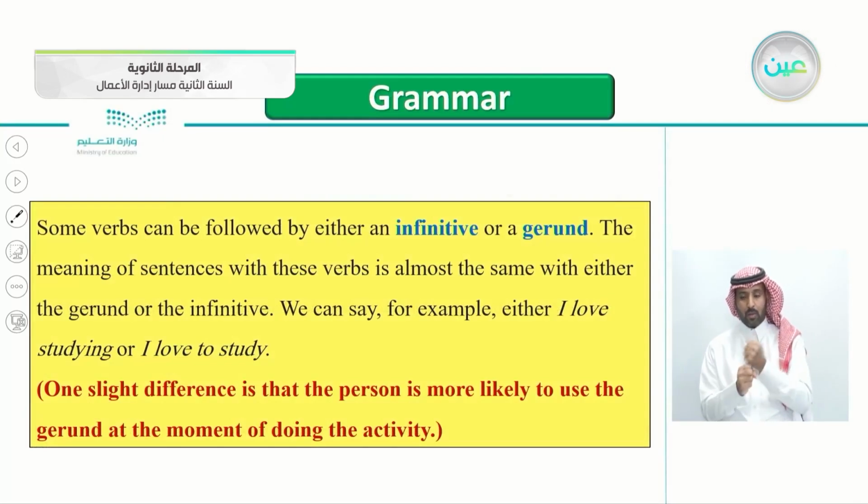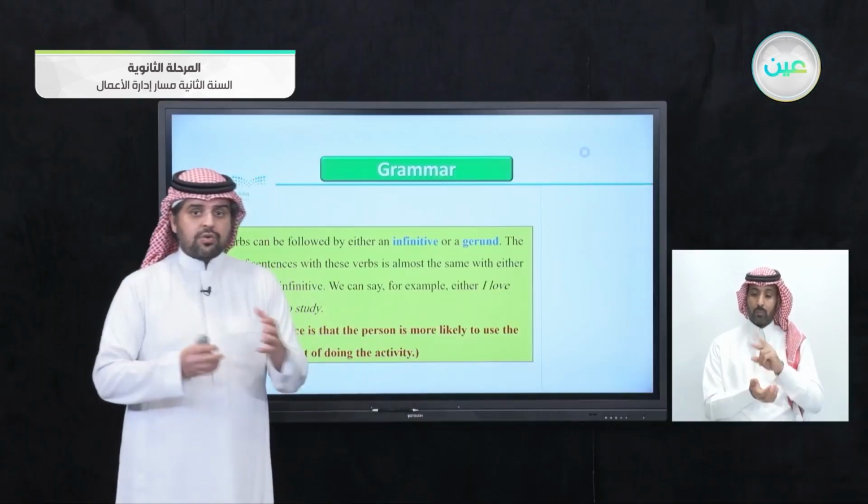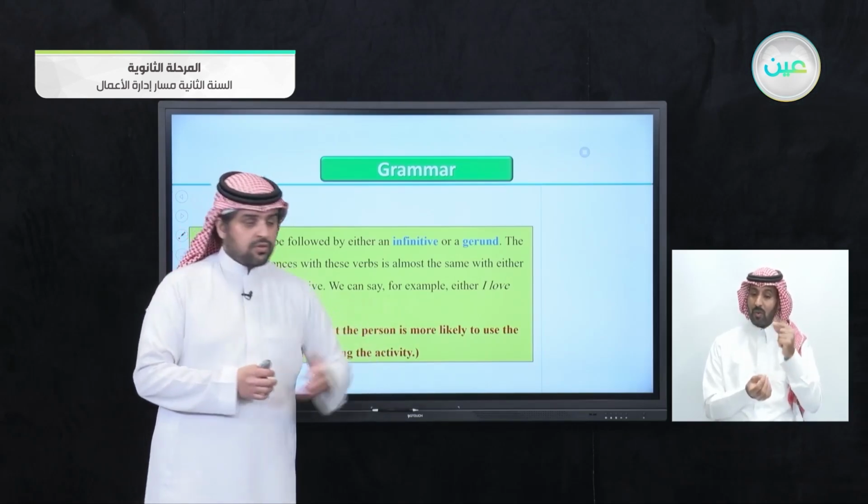Some verbs can be followed by either an infinitive or a gerund, just as we spoke before. The meaning of the sentence with these verbs is almost the same with either the gerund or infinitive. So they are almost similar in meaning. We can say, for example, either I love studying or I love to study. One slight difference is that the person is more likely to use the gerund at the moment of doing the activity. So notice here, it is more likely. There is no right or wrong here. It's just that using the gerund is preferable here.